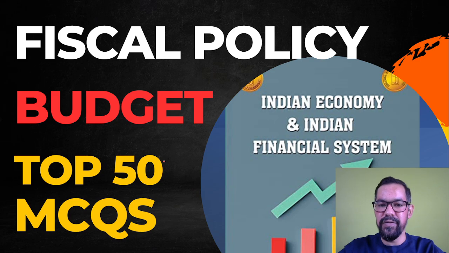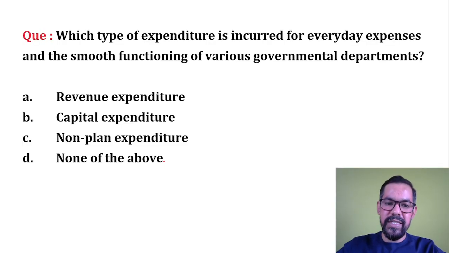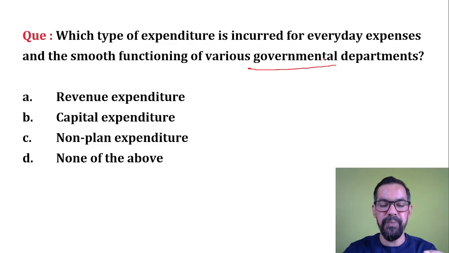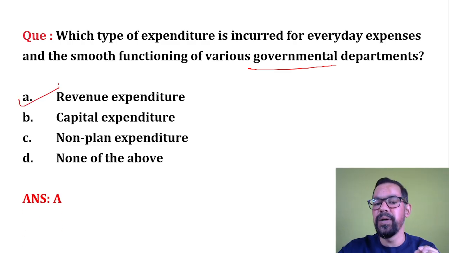So we will start with the first question on your screen. Which type of expenditure is incurred for everyday expenses and smooth functioning of various government departments? Whenever we talk about expenditure, we have two types of expenditure in fiscal policy. One is revenue expenditure, another one is capital expenditure. Revenue expenditure is generally expense on day-to-day activities of various government departments, and capital expenditure is the expenditure on creation of permanent assets. So what will be your correct answer? Option A will be the correct answer for this particular one.